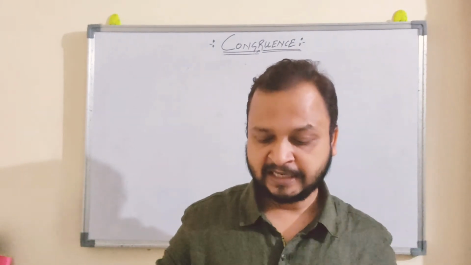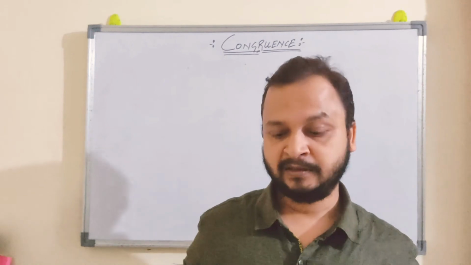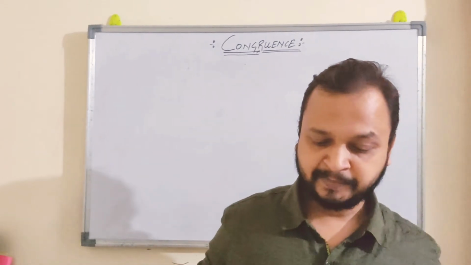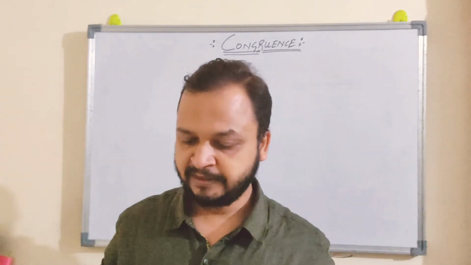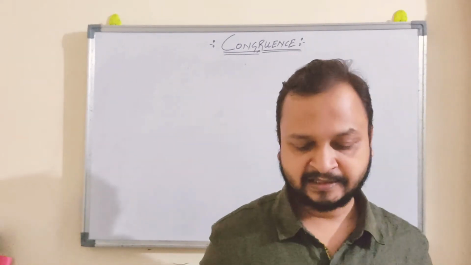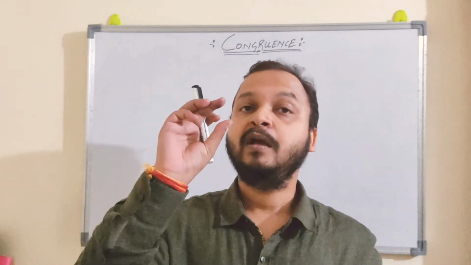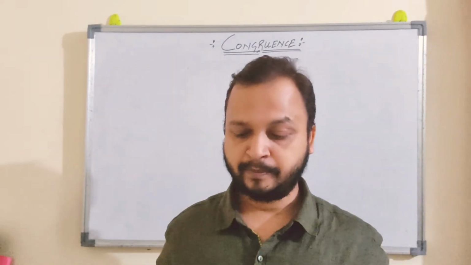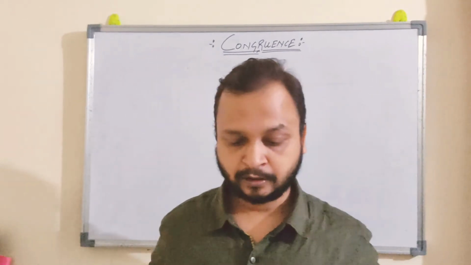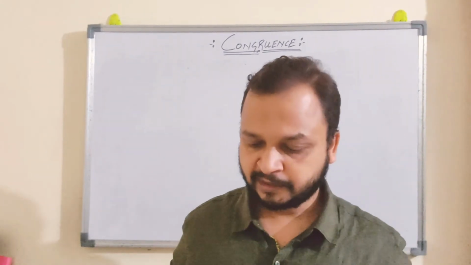Included side means this side AC, you can take it because this is common. So angle BAC is equal to angle DAC, and angle BCA is equal to angle DCA, and side AC is equal. So two angles and one side. So by the side angle side property, you can say that they are congruent. Now come to question number 3.